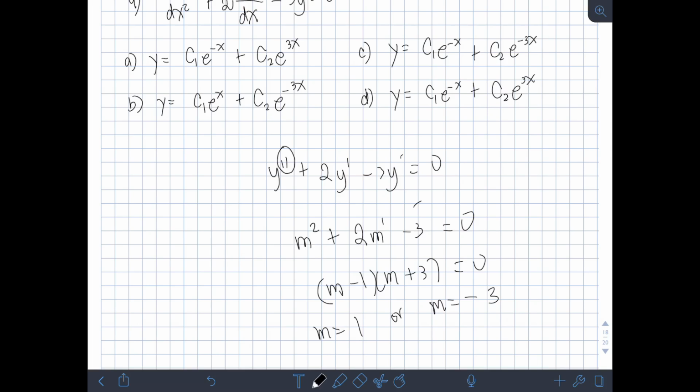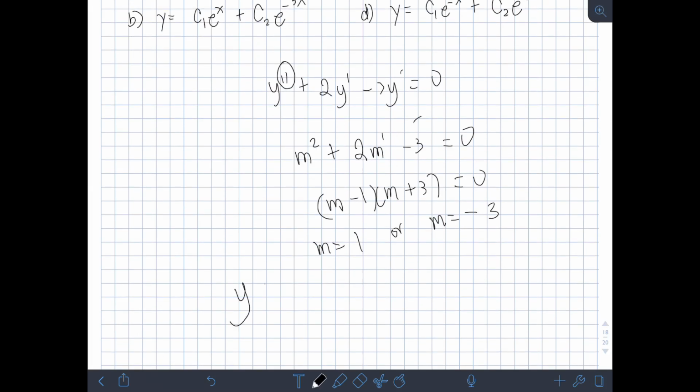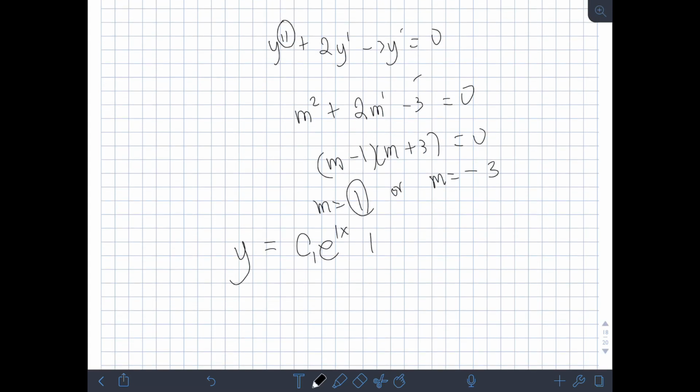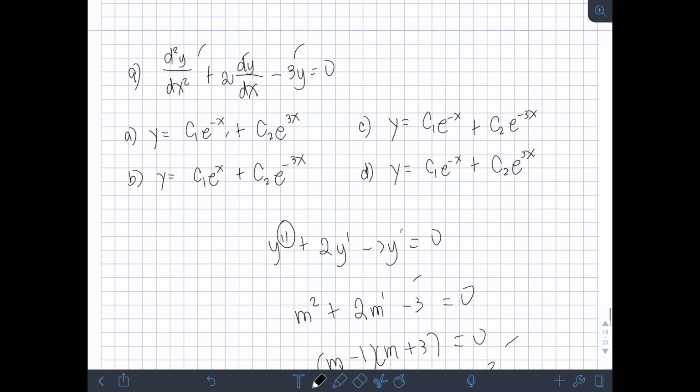So, dalawa yung solution natin. Ang format dito is y is equal to some constant c sub 1, let's say, e raised to, ano yung 1 root natin? 1, di ba? 1 times, ano yung independent variable natin, which is x. Plus, para sa isang solution, another constant, c sub 2, e uli raised to, ano yung other root natin? Negative 3. Then, multiplied by the independent variable x. So, ganun lang kadali. So, parang c1 e raised to x plus c2 e raised to negative 3x yung solution. So, the answer is letter B.